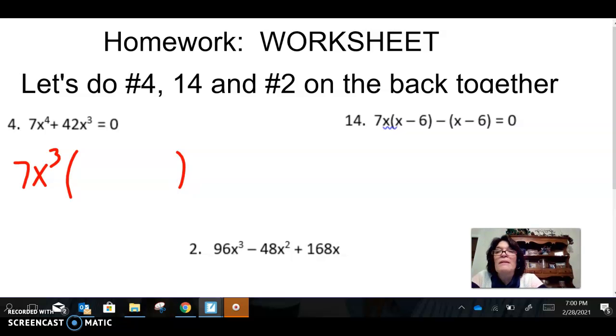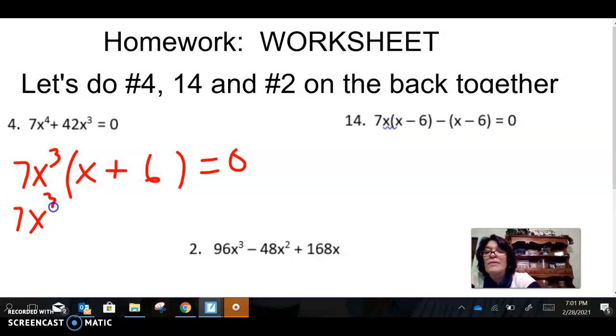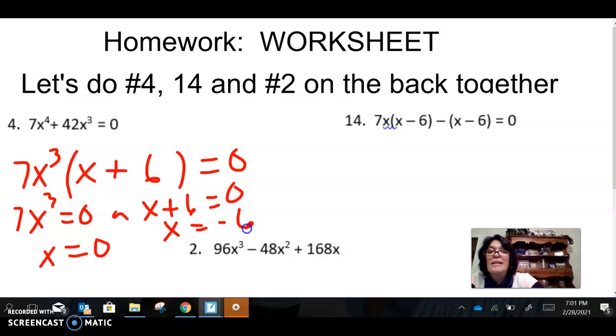Again, you can pause me and do these and try them and bring me back. If I take 7x to the third out of 7x to the fourth, there's an x left. If I take 7x to the third out of 42x to the third, there's just a 6 left. So when's that going to equal 0? Either when 7x cubed is 0 or when x plus 6 is 0. So that'll happen at 0 or -6. Those are my two answers for number 4.